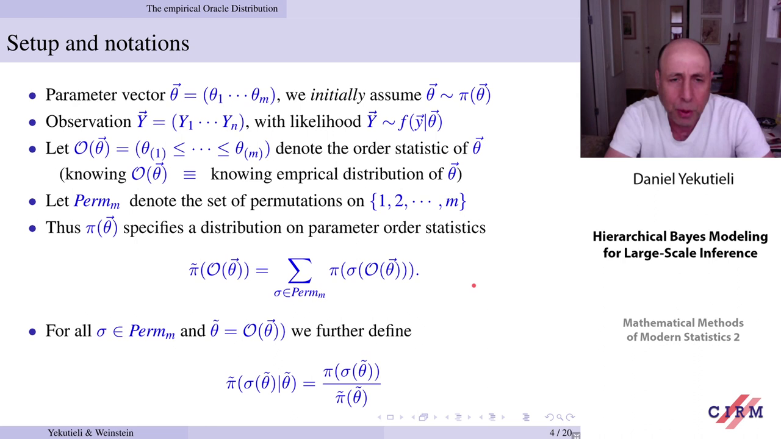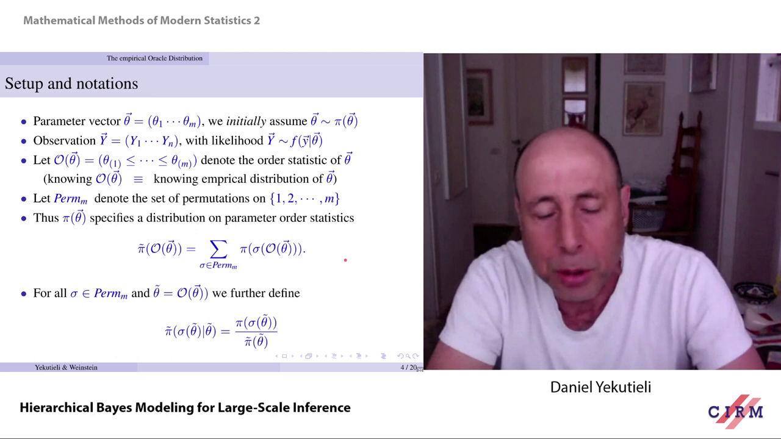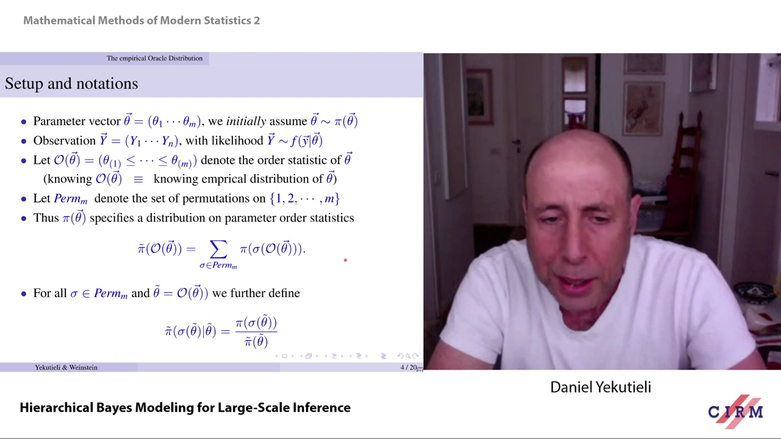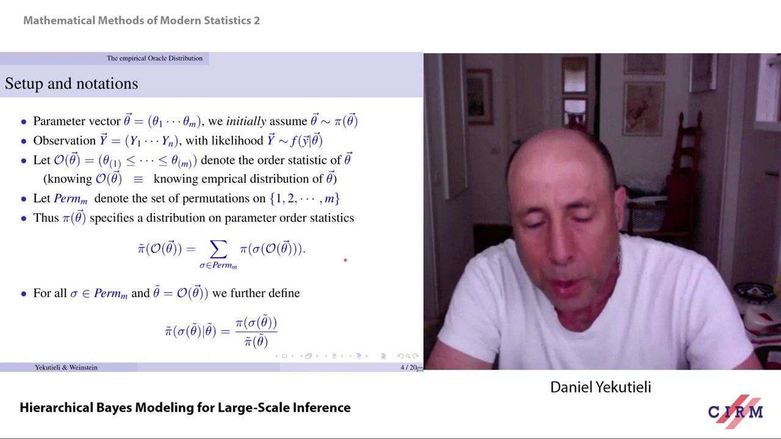Where in our case, knowing the order statistic of the parameter vector means that we actually know the empirical distribution of theta. And this will be the important point of our method. The idea is that we can get much better inference by knowing characteristics of the parameter vector. In this case, the characteristic we're interested in is just the order statistics.